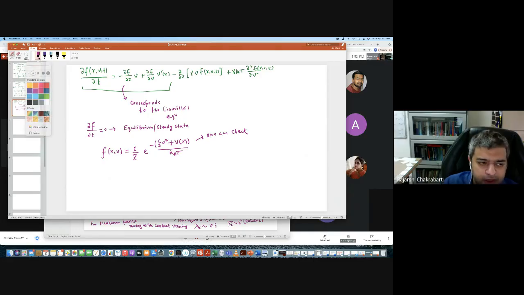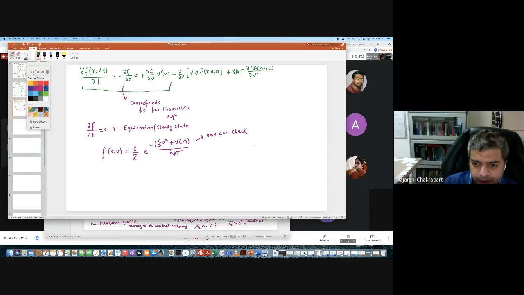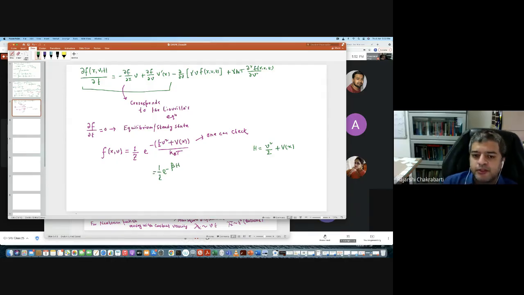How many of you can see that this is a Boltzmann distribution? Yes, sir. Because the Hamiltonian of the system is p square by twice m, and p is m times v. M is 1, so it is v square by 2 plus the potential energy V of x. So essentially it is nothing but 1 over Z times the exponential of minus the Hamiltonian over kBT. This is your Boltzmann distribution, or actually you should call it the Maxwell-Boltzmann distribution, your equilibrium distribution.